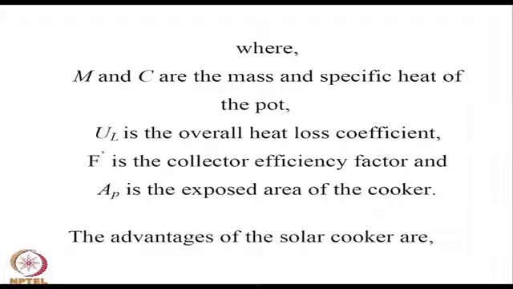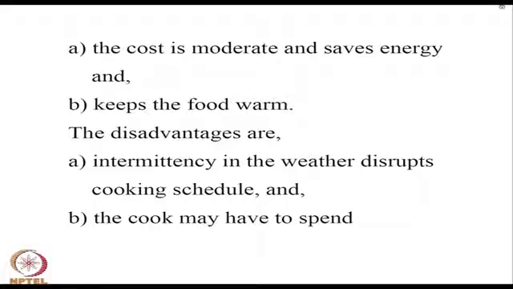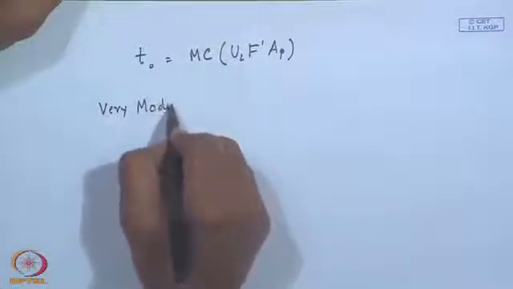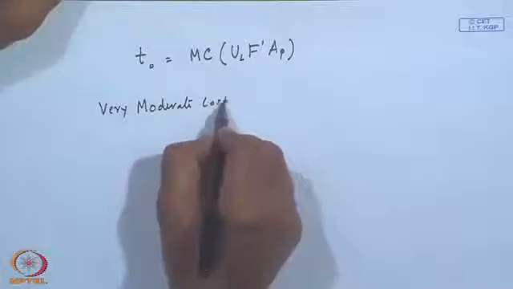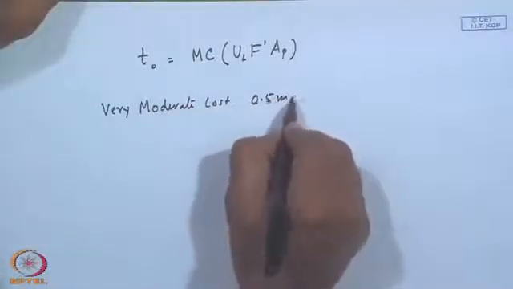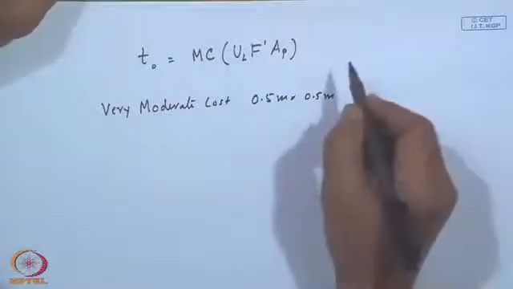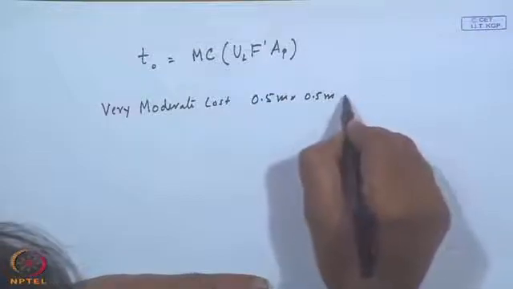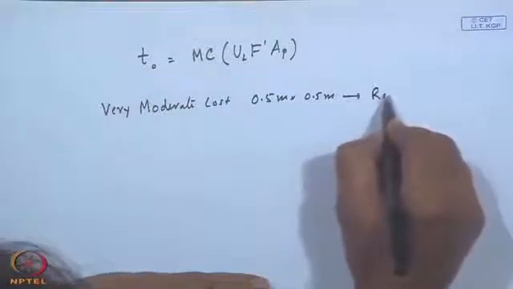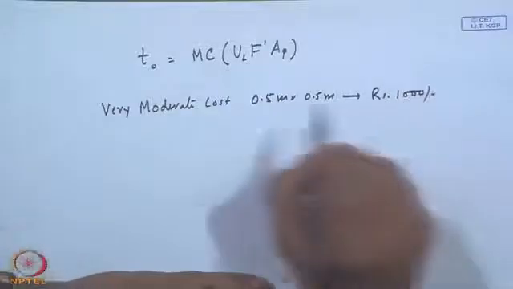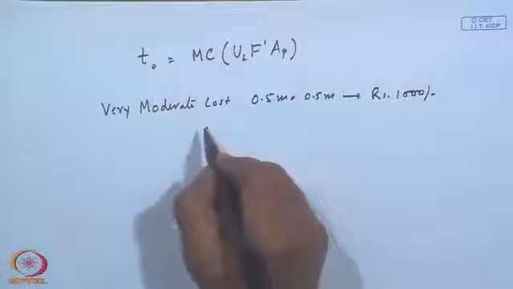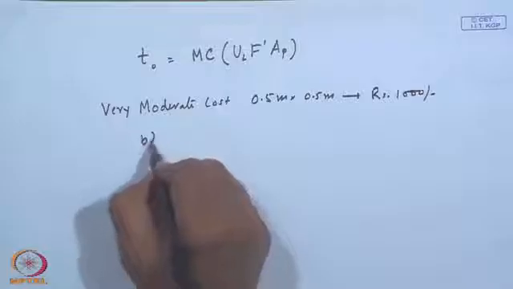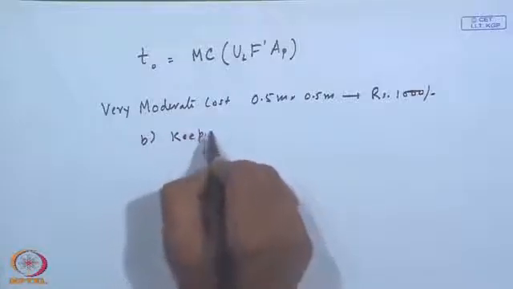So, there are advantages of this cooker. The cost is generally very moderate, about this 0.5 meters by 0.5 meters. There may be subsidies from the government at different places, particularly in certain states in India. This may not cost more than Rs 1000 even without subsidy, and consequently your payback period will be quite small. And it keeps the food warm even after it is cooked.